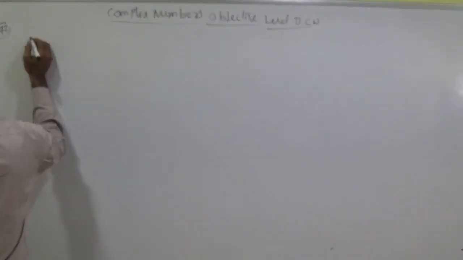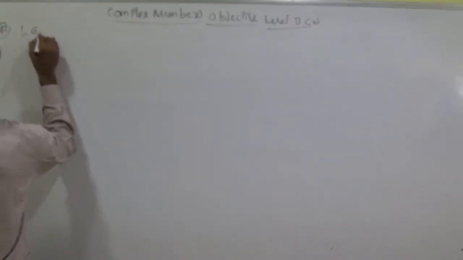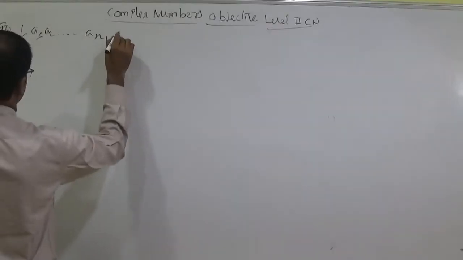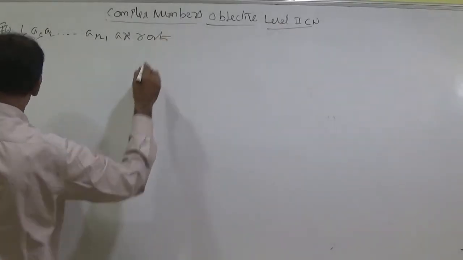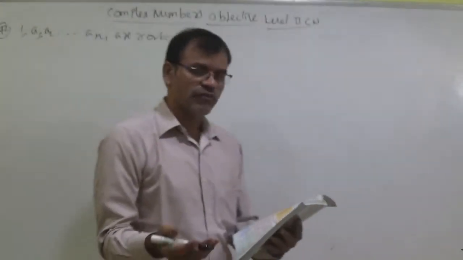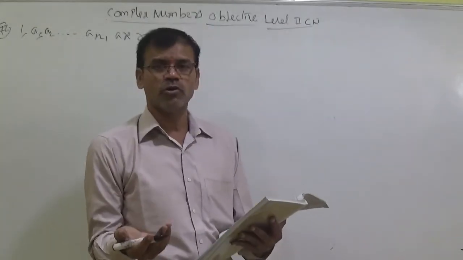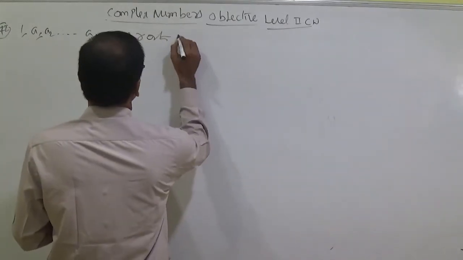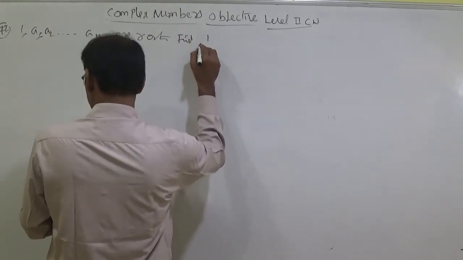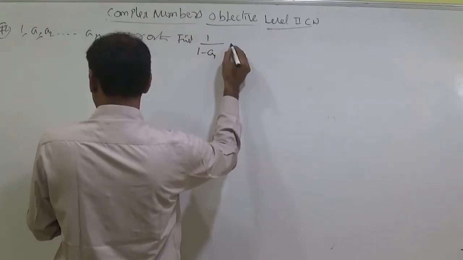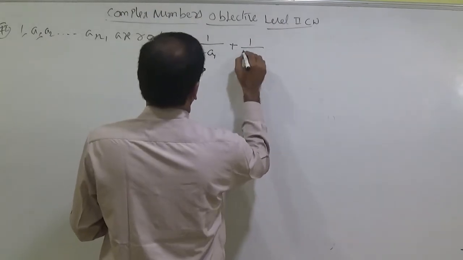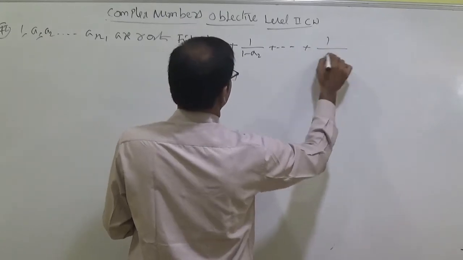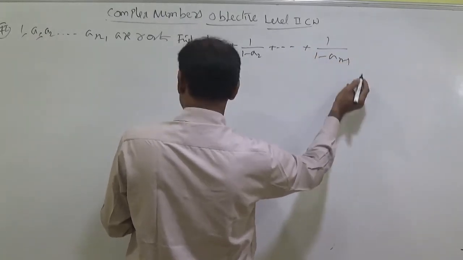1, a1, a2, and so on, a(n minus 1) are the nth roots of unity. Of course, 1, omega, omega square, and so on, omega power n minus 1. Then find 1 by 1 minus a1 plus 1 by 1 minus a2 plus and so on until 1 by 1 minus a(n minus 1).